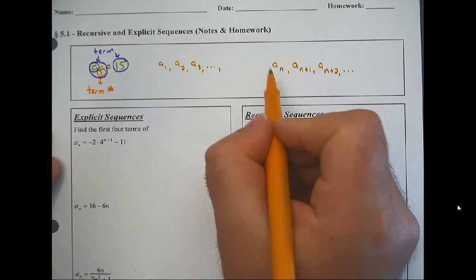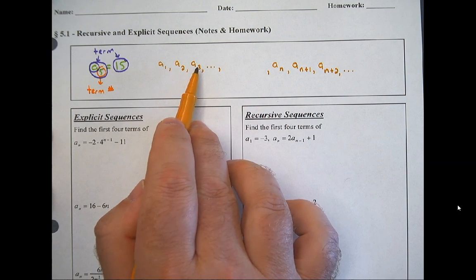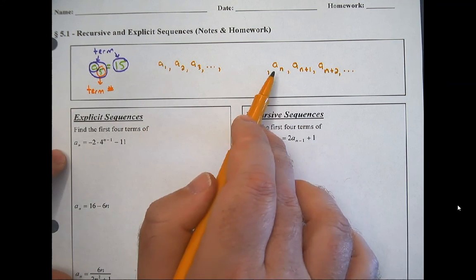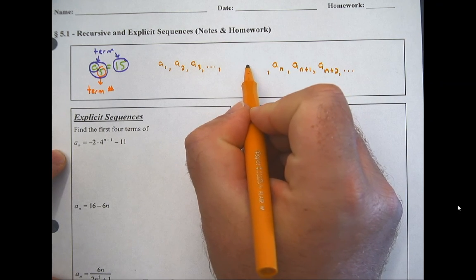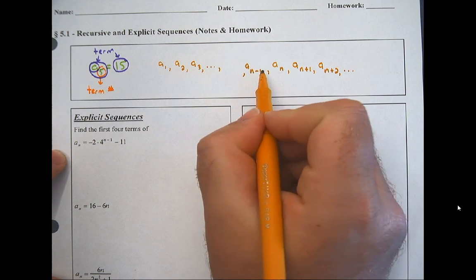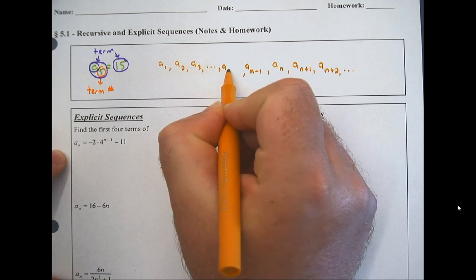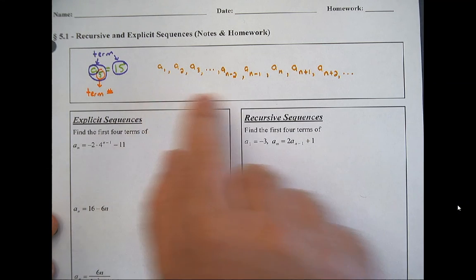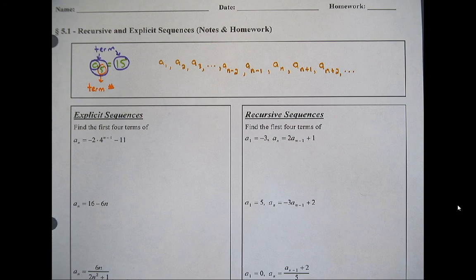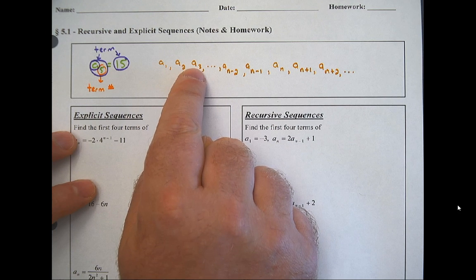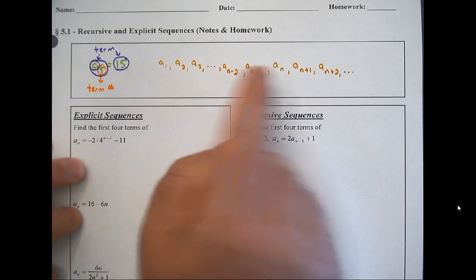If we go the other direction, what was the term right before A sub 3? It would be A sub 2. How did we get that? Well, we took A sub 3 and we subtracted 1. So if we have A sub n, the term before A sub n would be A sub n minus 1. And the term before that is A sub n minus 2, A sub n minus 3, until we get down to A sub 1. This is how we designate our sequence and the terms in that sequence. So the third term is called A sub 3, and it's some number. It's not necessarily 3, but 3 represents where it is in the list.